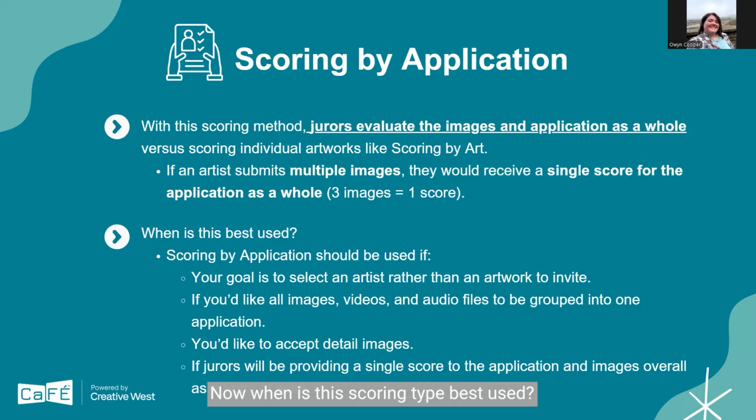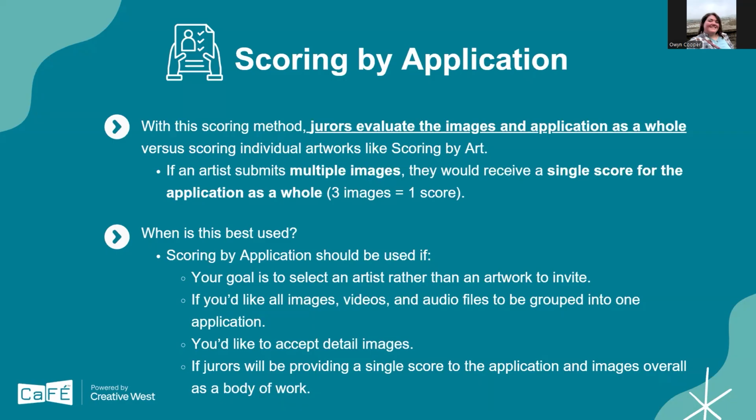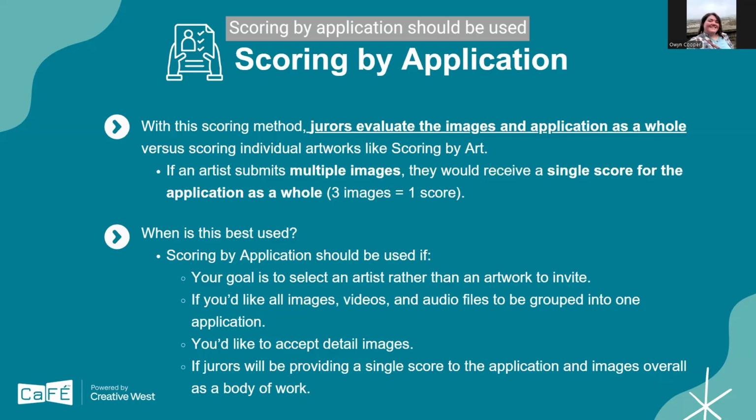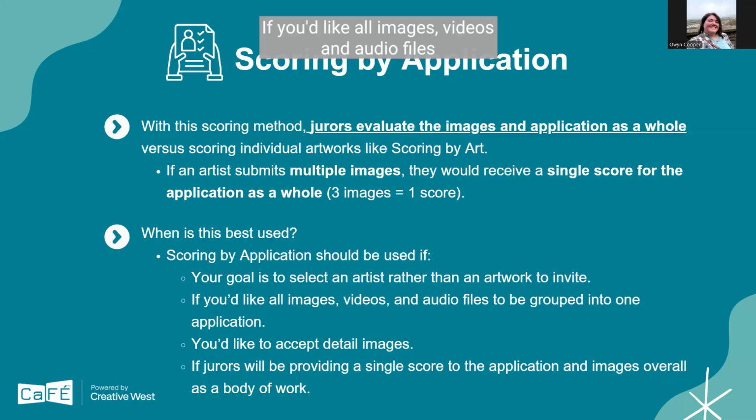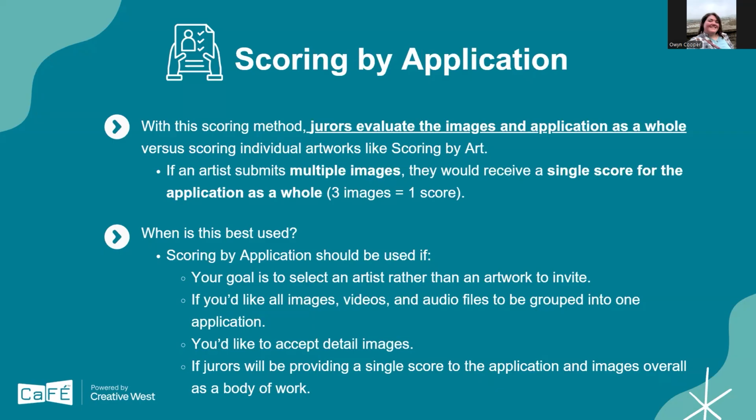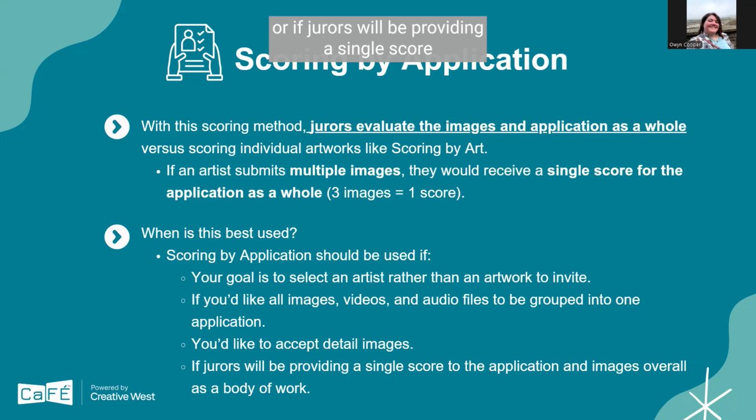Now, when is this scoring type best used? Scoring by application should be used if your goal is to select an artist rather than an artwork to invite, if you'd like all images, videos, and audio files to be grouped into one application, if you'd like to accept detail images, or if jurors will be providing a single score for the application and images overall as a body of work.